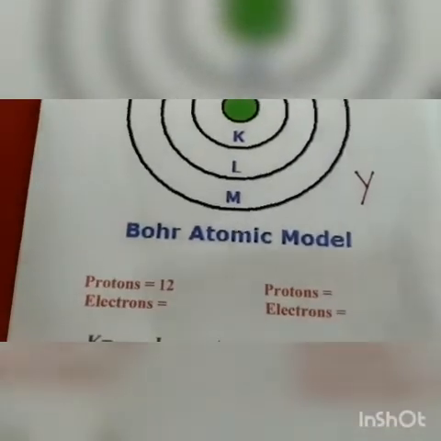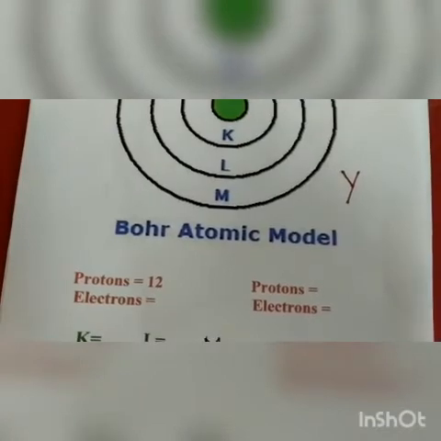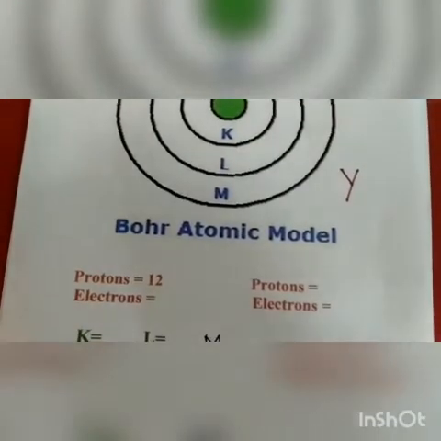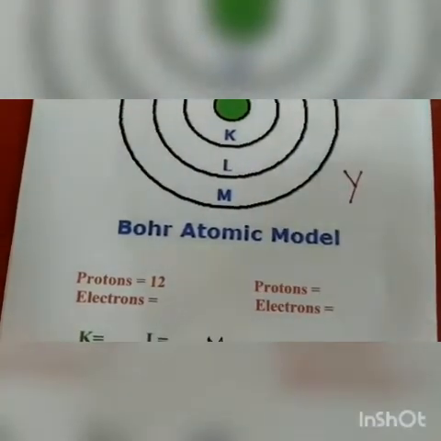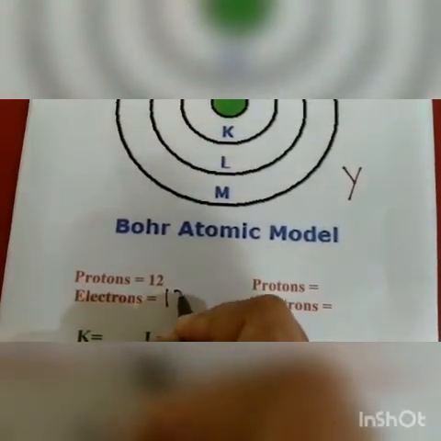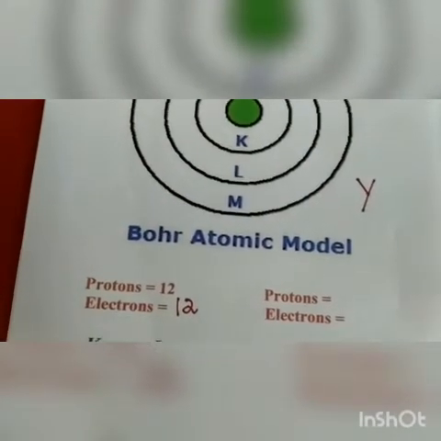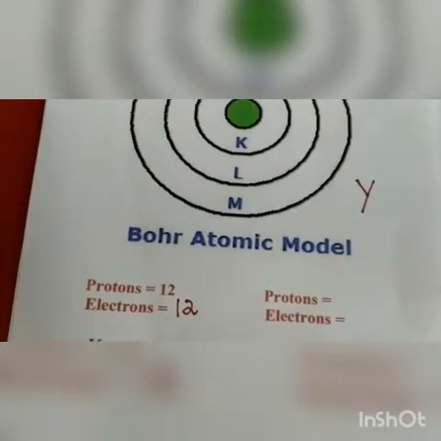See here, the protons in this atom are 12. I have not shown the neutrons. Protons are 12, so the electrons in this atom will be 12. Now what will be the arrangement of electrons in different shells?